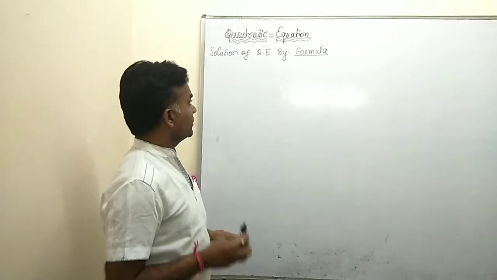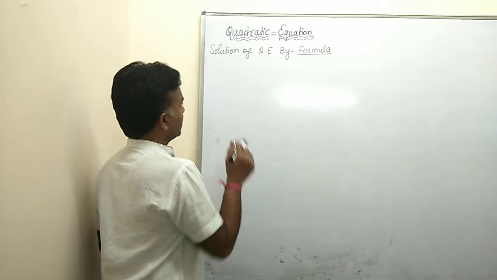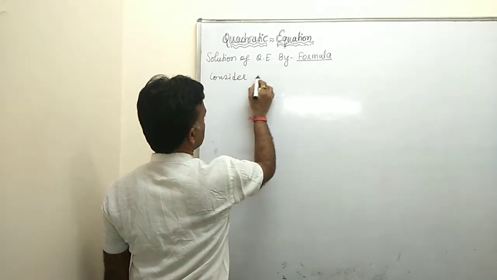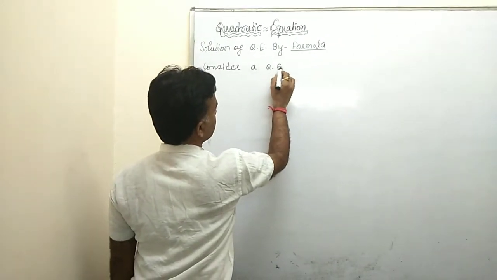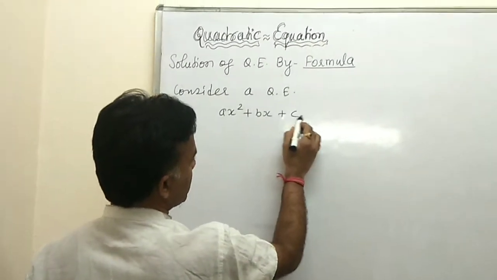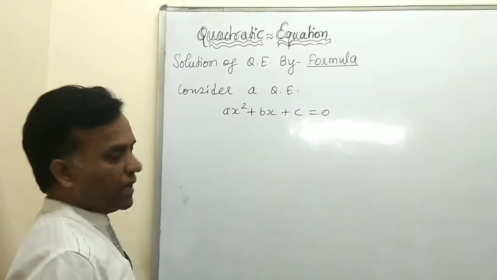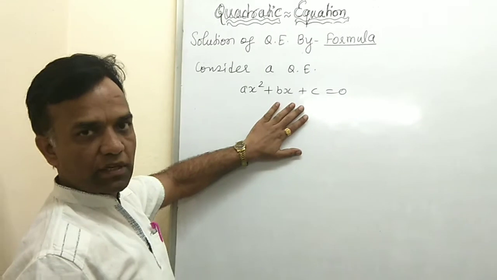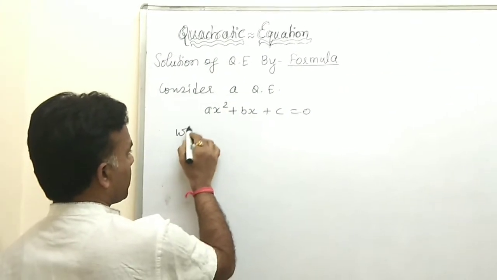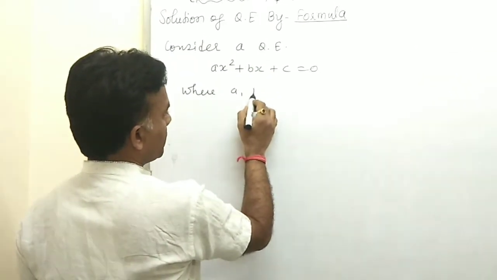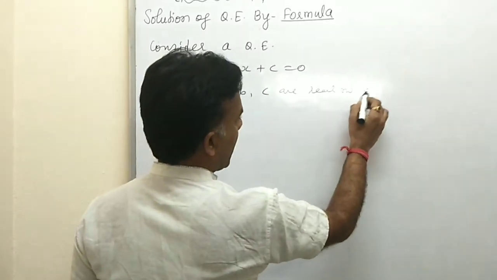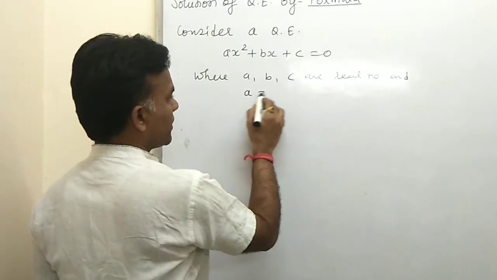Okay, so now first we write down the general equation. Consider a quadratic equation ax square plus bx plus c equal to 0. Any equation you first convert to the standard form, ax square plus bx plus c equal to 0, where a, b and c are real numbers and a is not equal to 0.